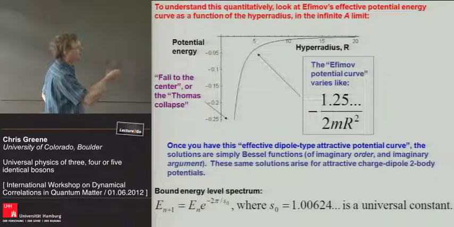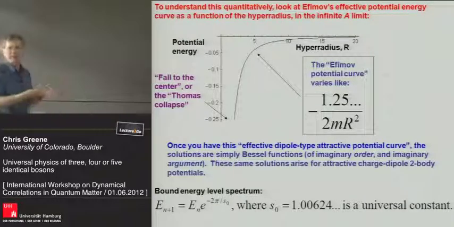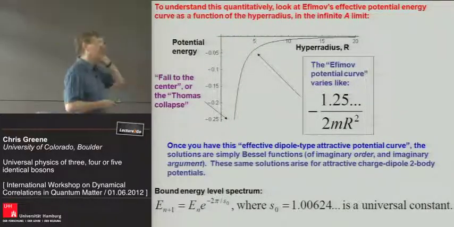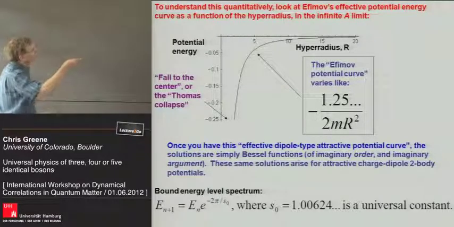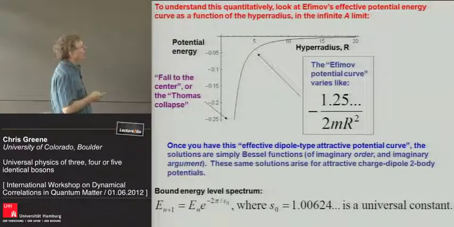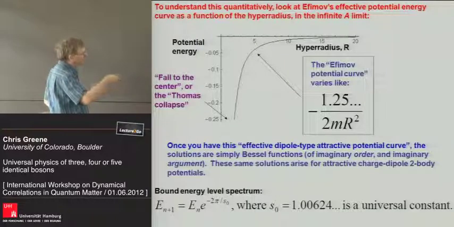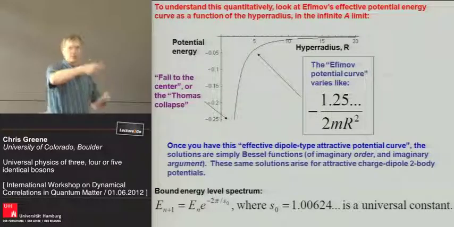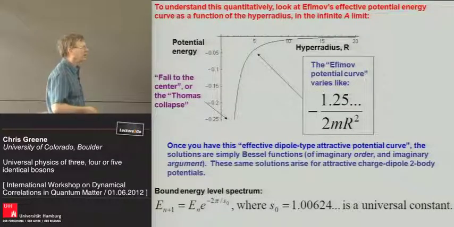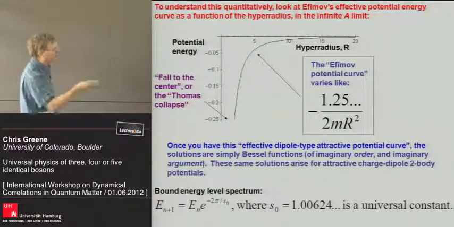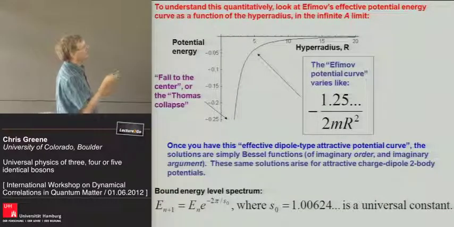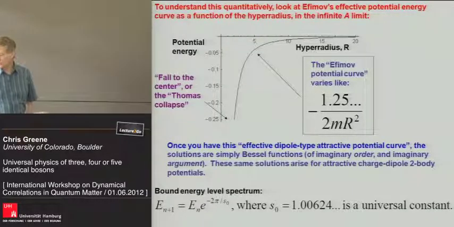But anyway, it's basically the same math that you would get for a charged particle interacting with a dipole molecule. You also get this sort of 1 over r squared attraction. And the energy level spectrum is analytically known. Successive levels go like a geometric pattern. There are an infinite number of bound states. And there's a universal constant, this S0, approximately 1, in this particular case of 3 identical particles with infinite scattering lengths.